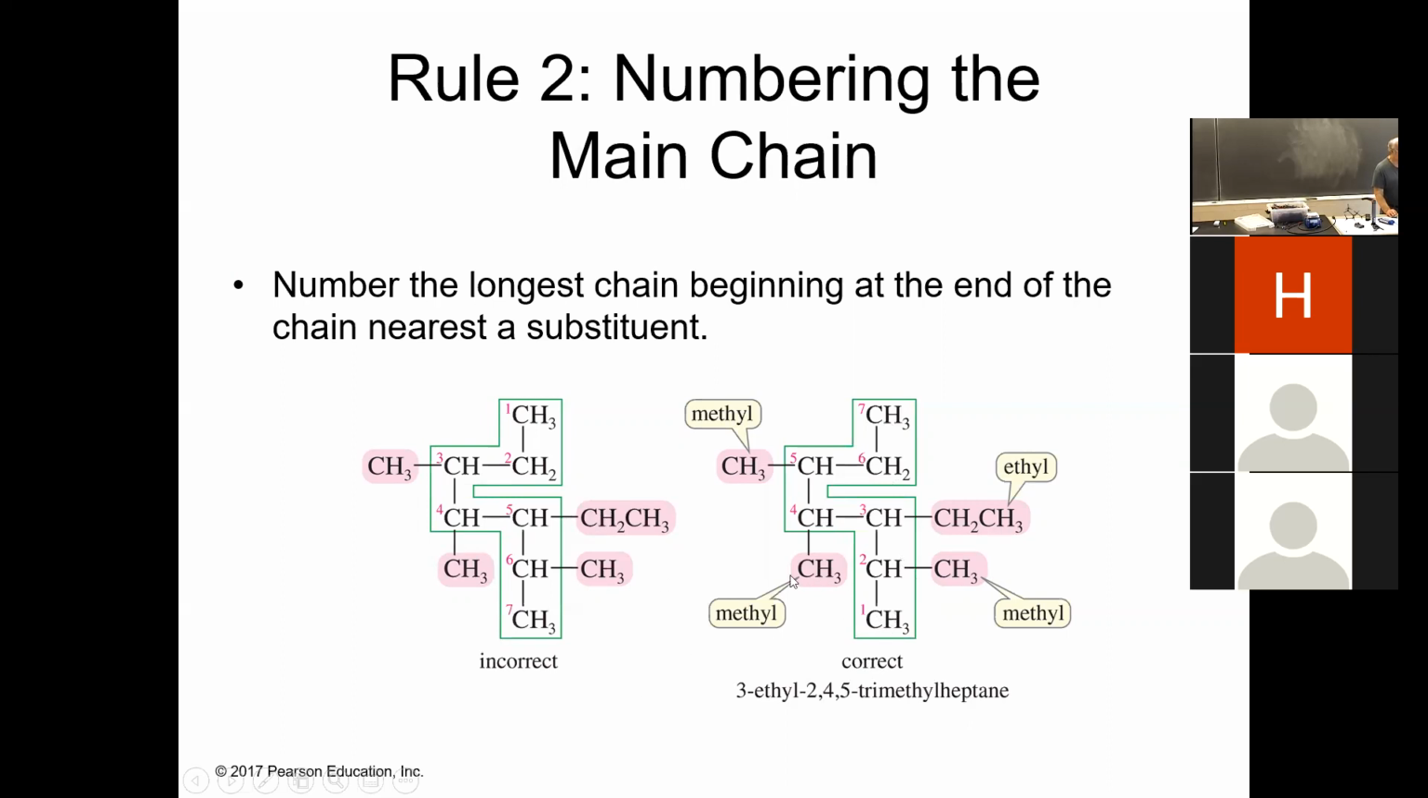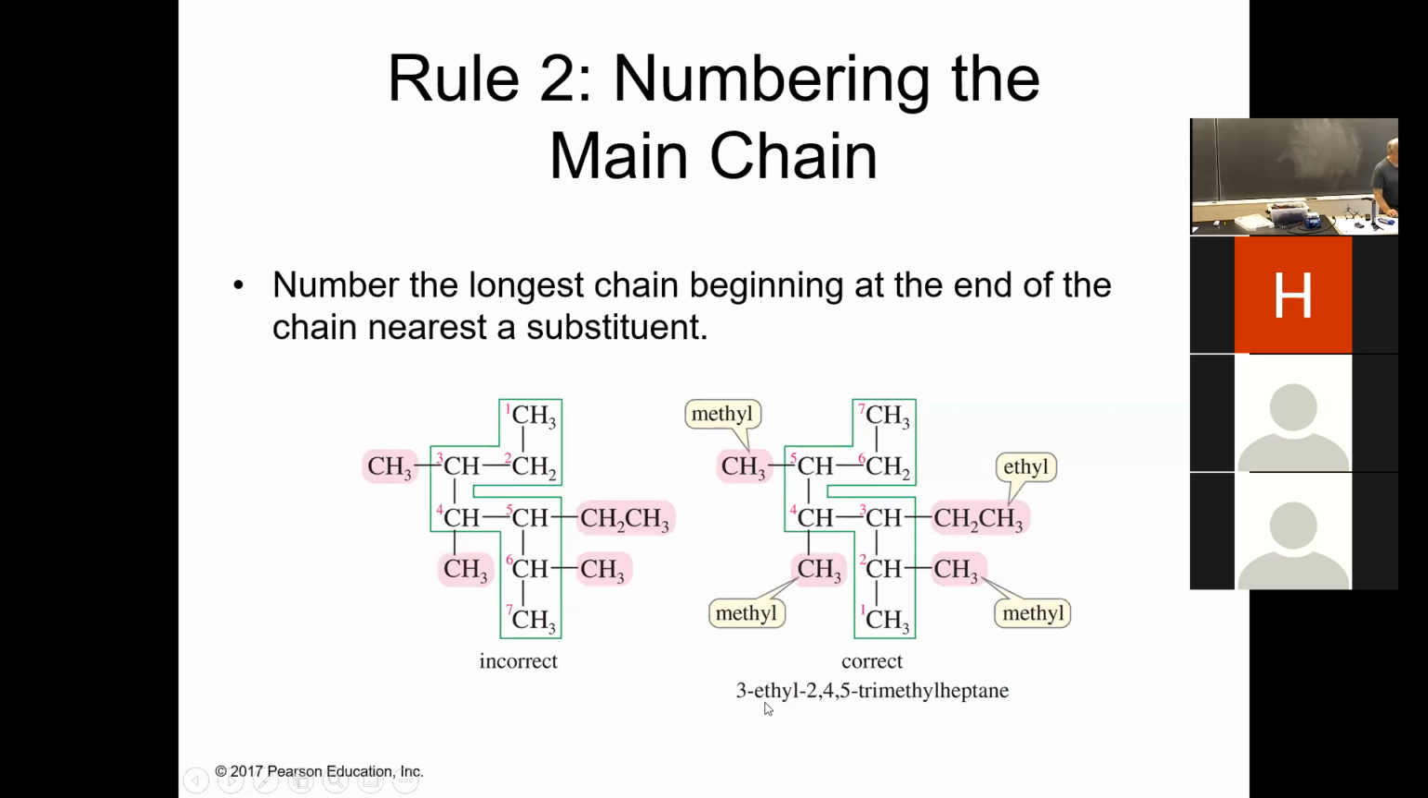And the substituents are shown color-coded here. One carbon branch like this is called a methyl. Okay, so we've got 3 of these methyls. This 2 carbon branch is called an ethyl. And these numbers represent the positions along the main chain. Okay, so there's a lot of information here.